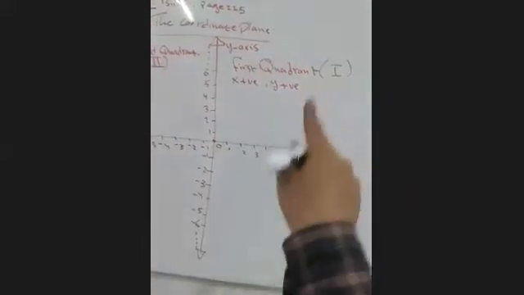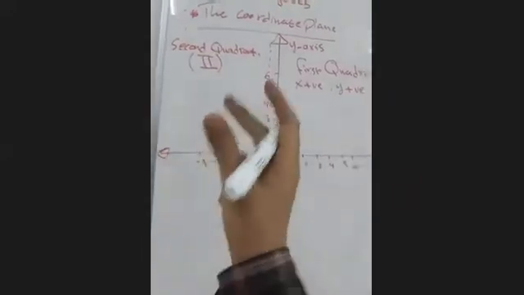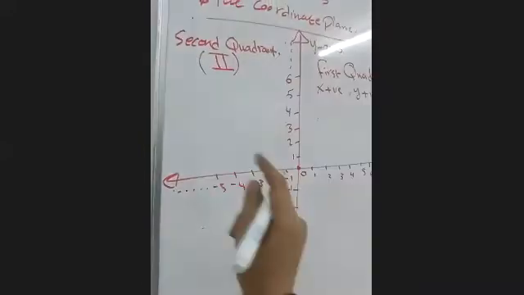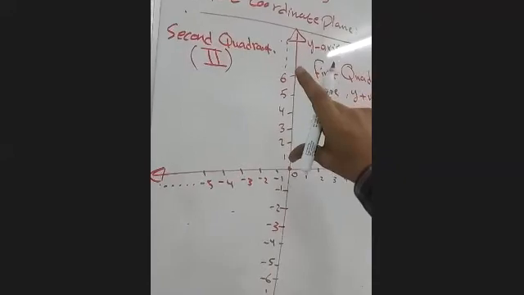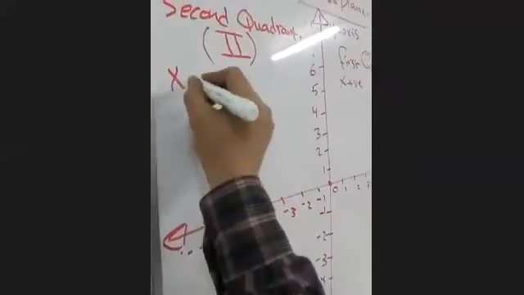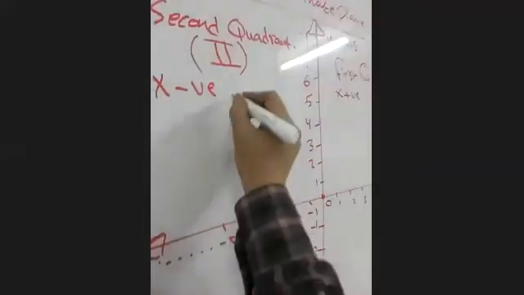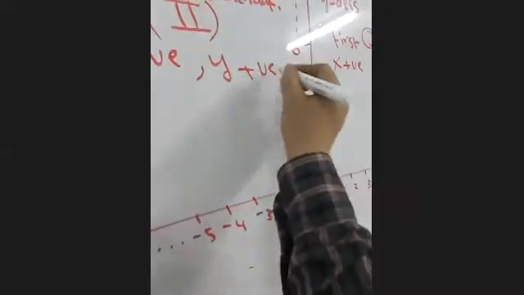So first quadrant, second quadrant. What are the borders of the second quadrant? The borders are the x, but the x here is negative, and the y is positive. So here x is negative, y is positive.